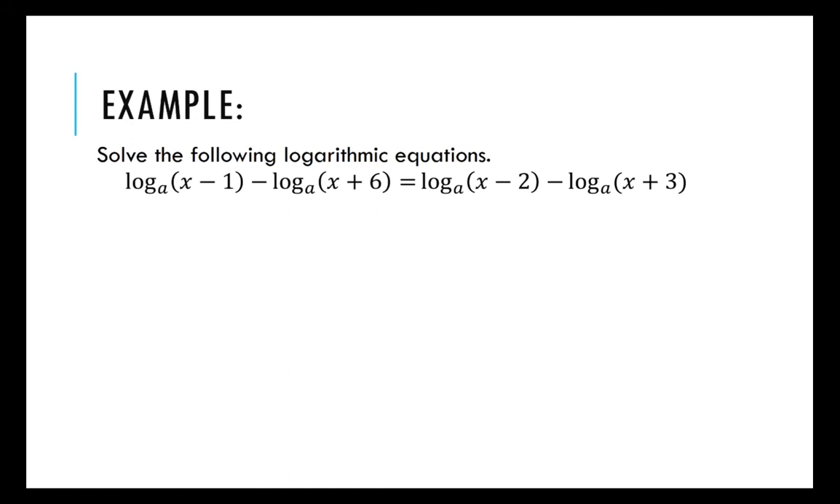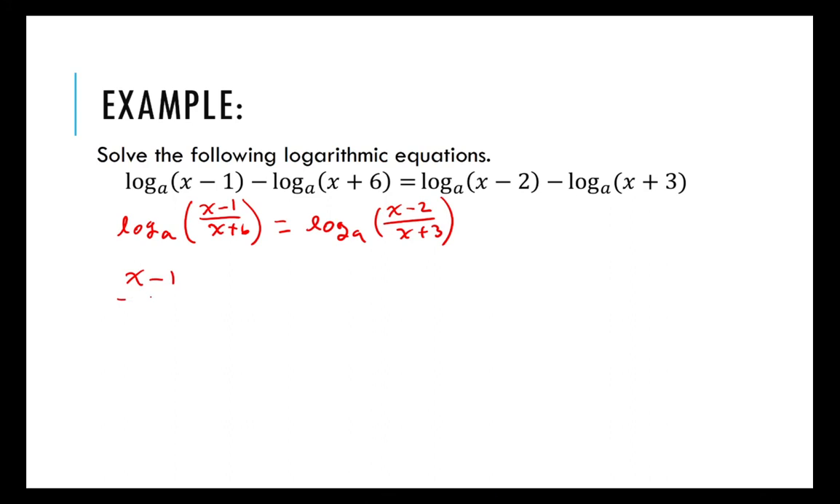Same idea here. Notice that I have log base a, log base a, log base a, log base a. So I'm going to use the properties of logarithms to combine these things. On the left-hand side, I'm going to get log base a of, well, this is subtraction of logarithms, which means that we can do division of the arguments. That's x minus 1 divided by x plus 6 is then equal to log base a of, once again, the quotient of arguments. That's going to be x minus 2 divided by x plus 3. Then, since I have log base a is equal to log base a, I can set the insides or the arguments equal to each other.